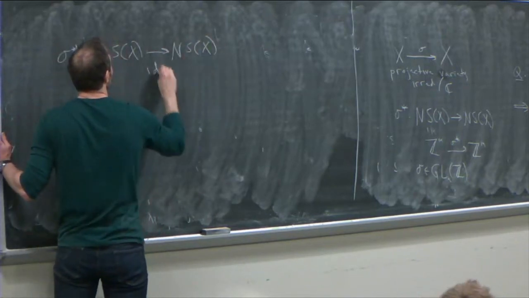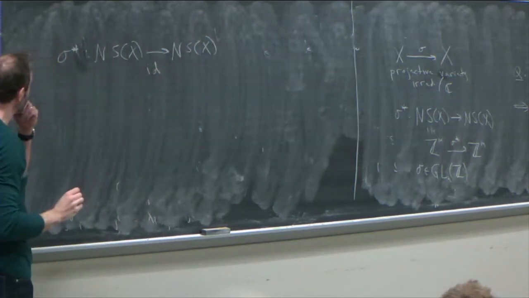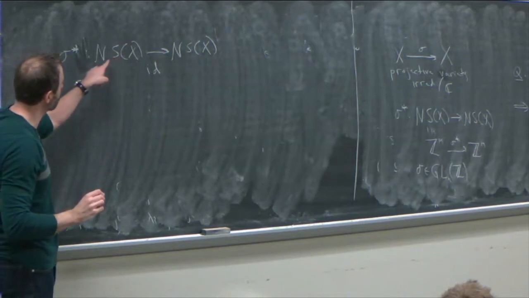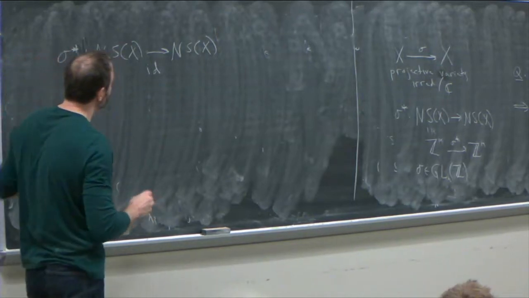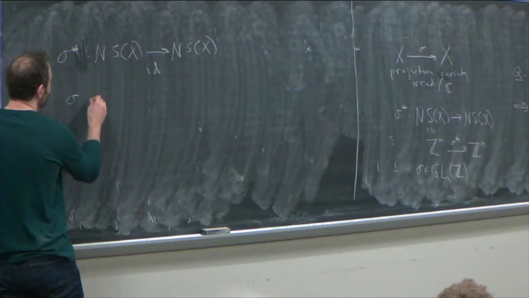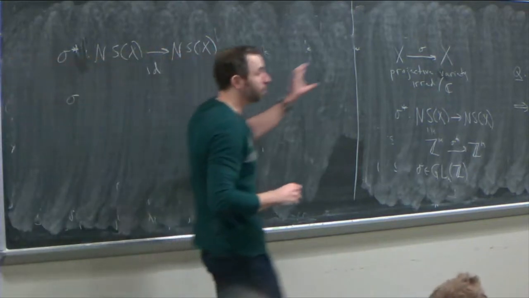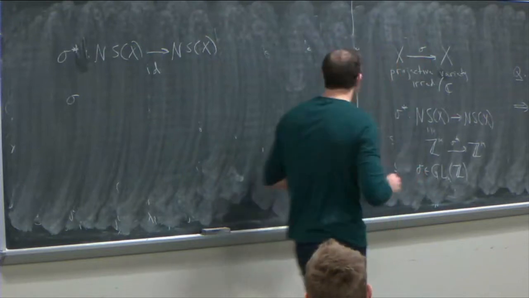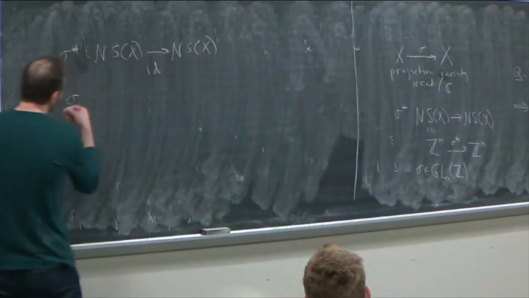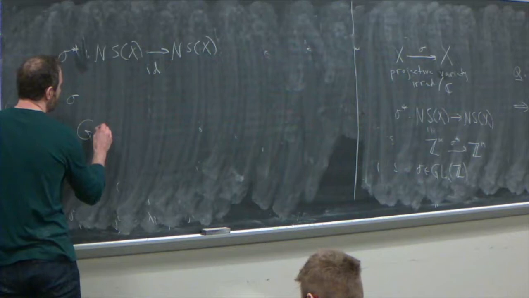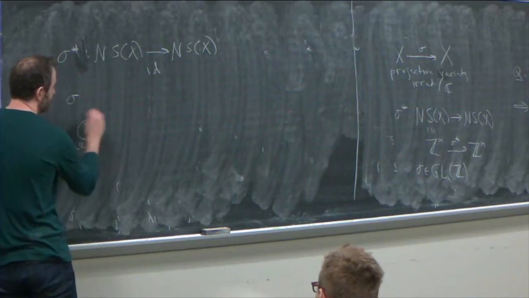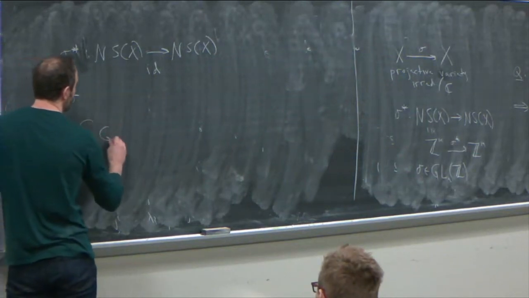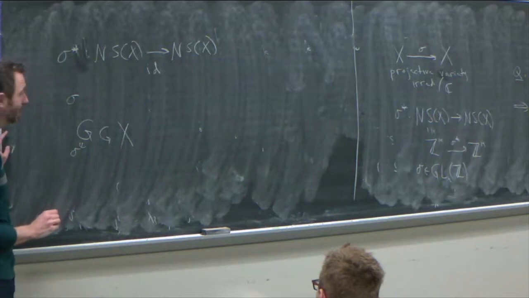is actually the identity, then there's work of Fujiki and Lieberman that says in this case, sigma lies in an algebraic group that acts on X. And so if you replace sigma by some power of sigma, you can assume that sigma is actually in some connected algebraic group acting on X.